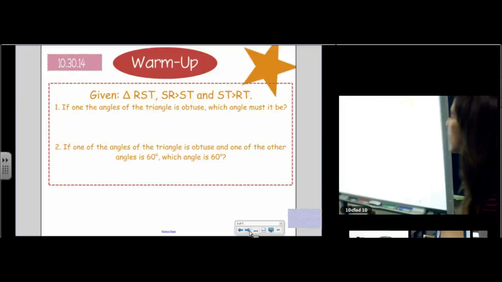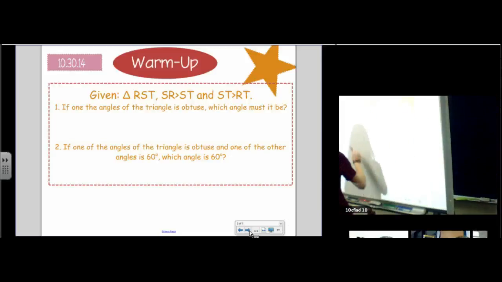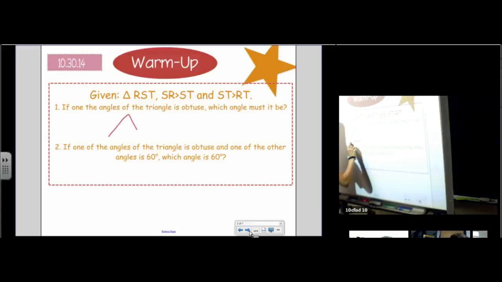Okay, so we've got triangle RST. So we're going to draw ourselves a triangle. We don't know if it's going to be to scale or not yet. SR is greater than ST, so let's just pick a side length. SR is, let's call it 10, and it's greater than ST, so let's call it 9. And ST is greater than RT, so why don't we just go down by 1 again?